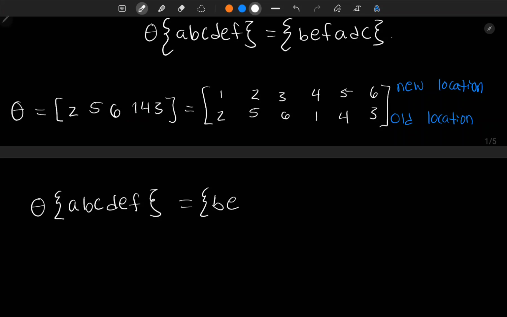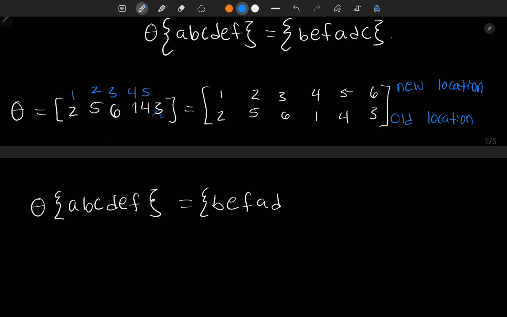6 is the old position, which is F here, and that goes to the third position. So F is the third position. Next, 1 is the old location, so that's A, and that's mapped to the fourth position because that's the fourth element from the left. So A is the next one. Next, we have 4 is the old position, so that's D, and since that's the fifth element here, D gets mapped to the fifth element.